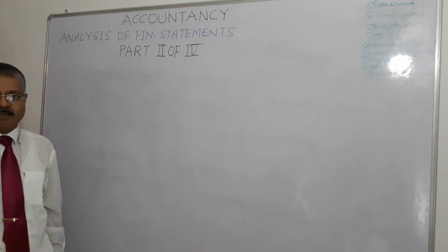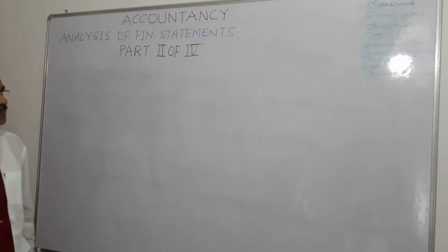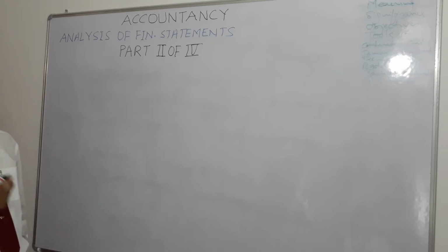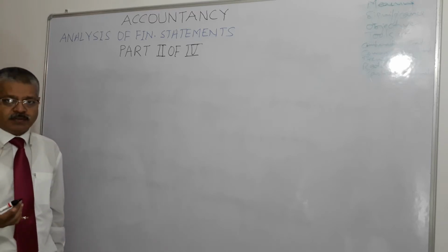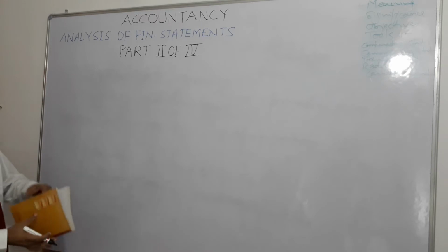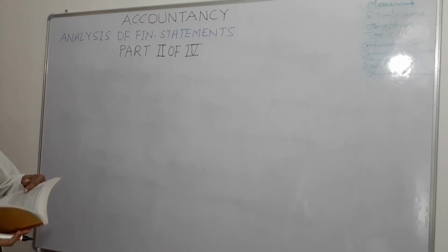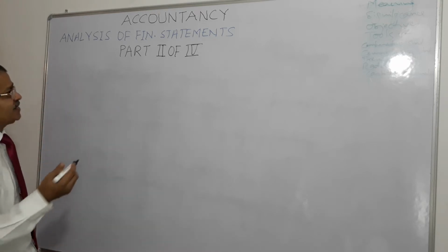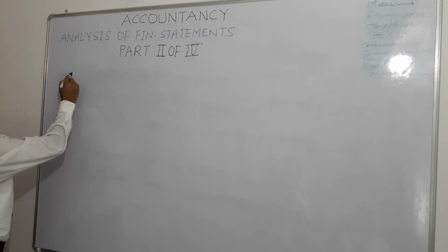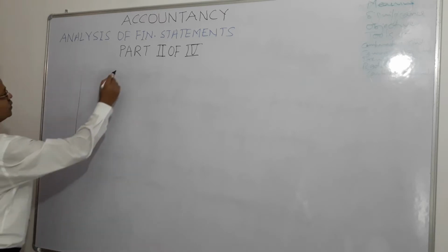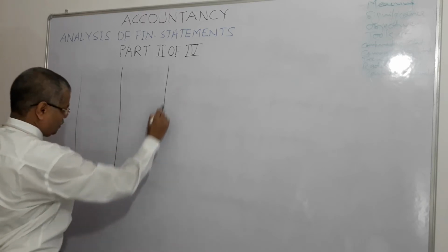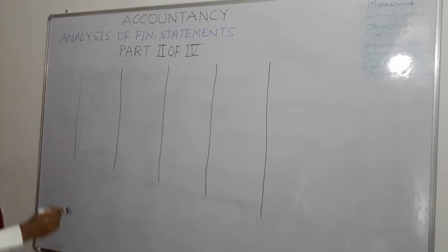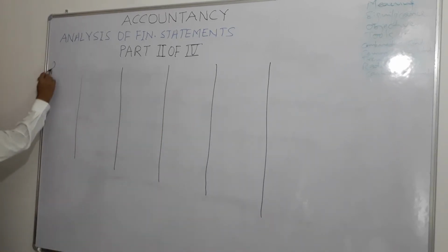We take the balance sheet or profit and loss statement of a company for various periods to compare how the things have moved. So in comparative statement what we do, we prepare 5 columns. We will do 2 sums in part 2 for your better understanding. We prepare 5 columns, right? 1, 2, 3, 4, 5. First column is particulars.